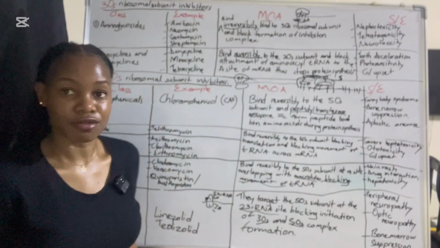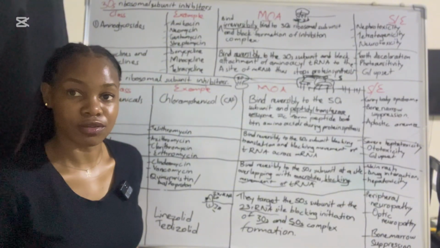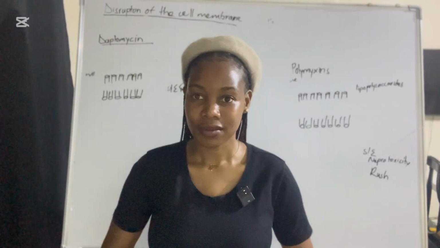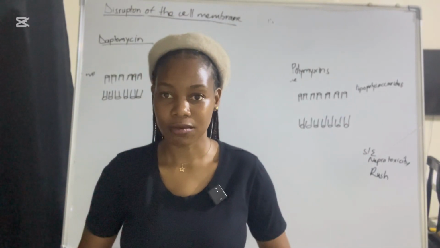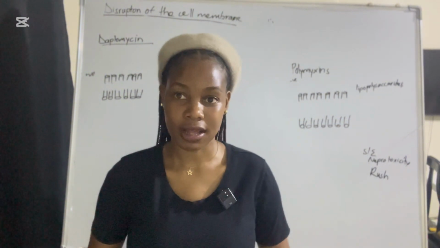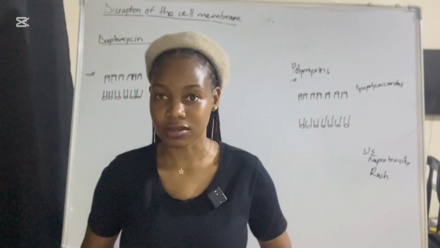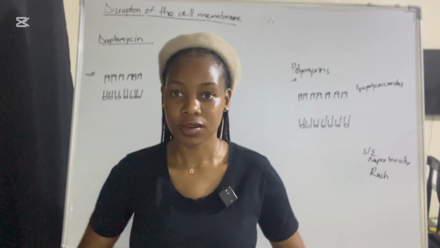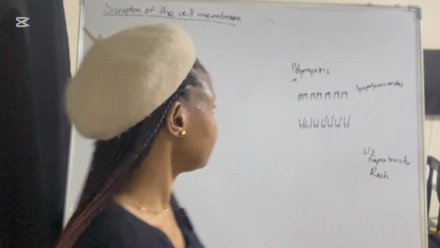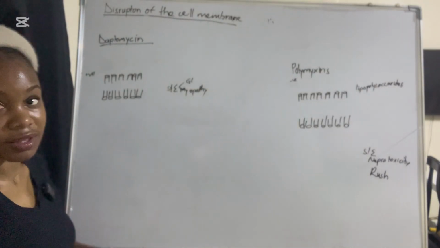That was all about the drugs responsible for inhibiting protein synthesis. Next in line, we are going to look at drugs responsible for cell membrane disruption. There are just two types of drugs responsible for disrupting the cell membrane: daptomycin and the polymyxins. But remember, the bacterial membrane mainly consists of phospholipids. So I want to see how this layer of phospholipids is disrupted. Let's start with daptomycin. How does daptomycin disrupt the cell membrane?